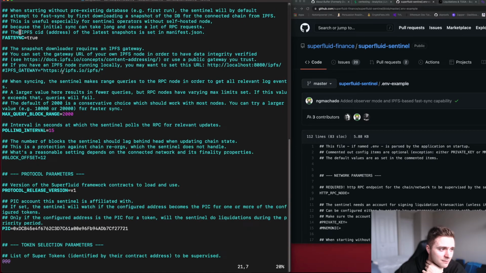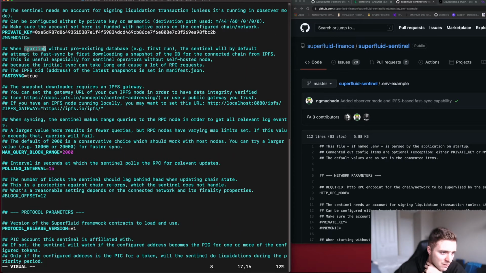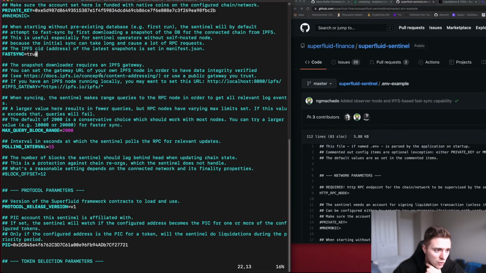We've got a private key. This fast sync bit will allow us to easily boot up our Sentinel. What's happening behind the scenes is we have a database here that's a part of this Sentinel software. If we use fast sync, this is just going to allow us to load that database faster. If you want to do it quickly, you also need an IPFS gateway here, so you can include your own IPFS gateway.